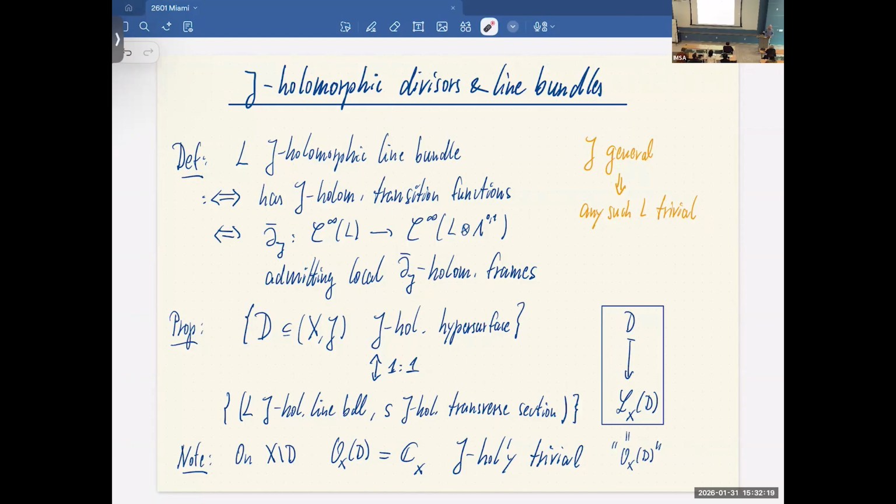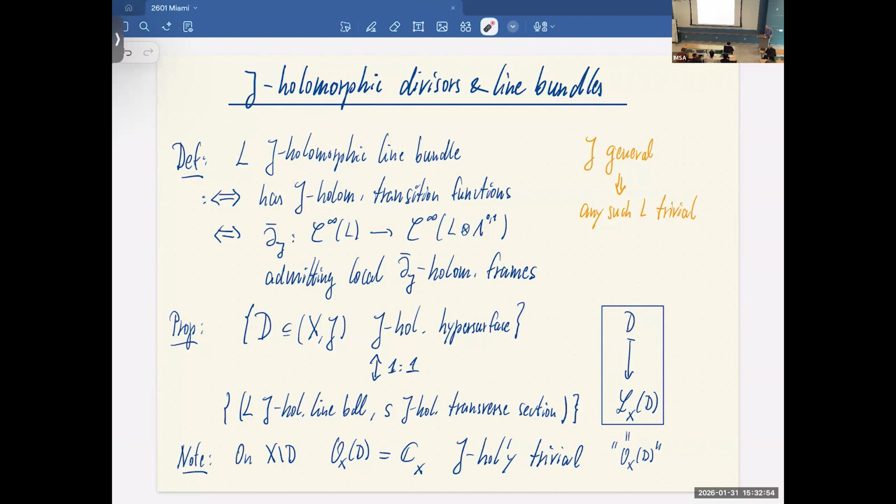And then there's the usual one-to-one correspondence between J-holomorphic divisors and J-holomorphic line bundles with a transverse section. Let's first do this just for hypersurfaces. You would cover D by local neighborhoods where you have a local function, and you take these to define the transition functions. You have to prove that any two such J-holomorphic functions actually differ by an invertible J-holomorphic function. That is true, and then you get the one-to-one correspondence.